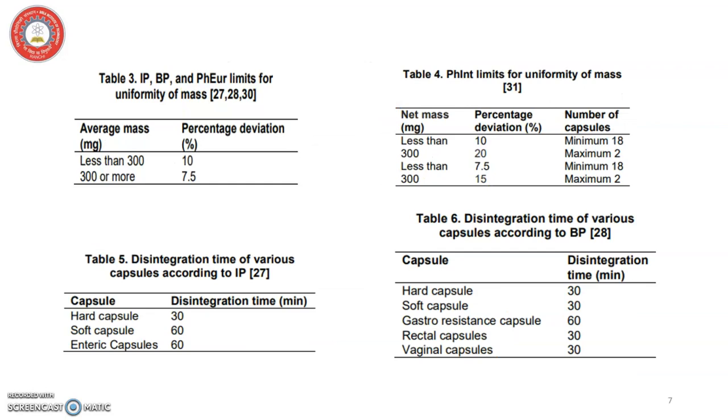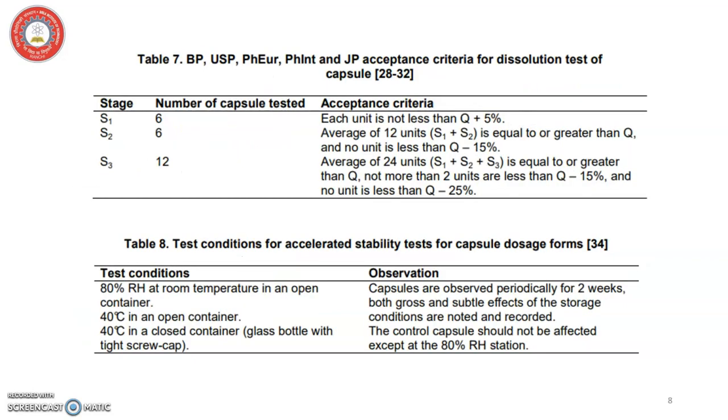In this table we can see, in table 3 the uniformity of mass test, and in table 4 the uniformity of mass test as per pharmacopoeia standard. Different pharmacopoeias have their own specification limits, so we have to follow those specifications to proceed with our in-process and finished product quality control tests in the quality control department. These are the tests and their acceptance criteria for the capsule during the dissolution test.